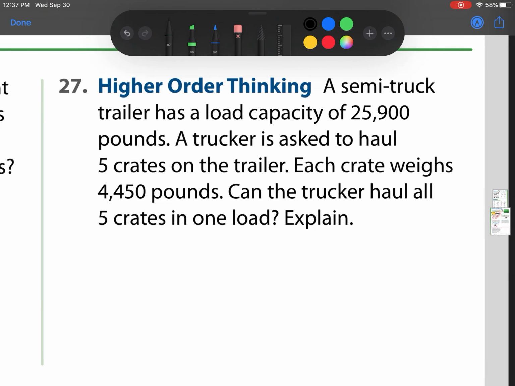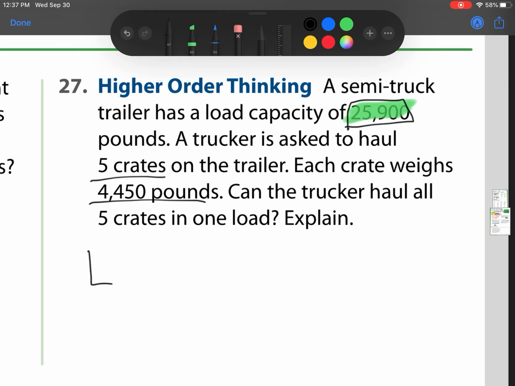All right. A semi-truck trailer has a load capacity of 25,900 pounds. That means this is how much it can carry. A trucker is asked to haul 5 crates on the trailer. Each crate weighs 4,450 pounds. Can the trucker haul all the 5 crates in one load?